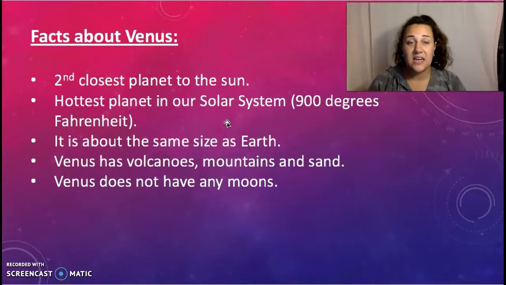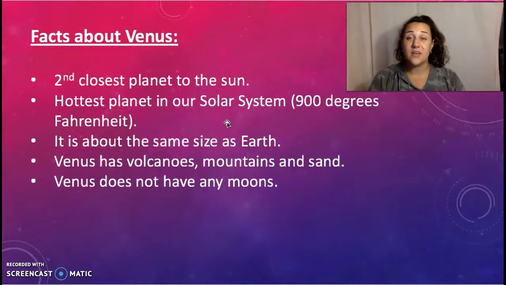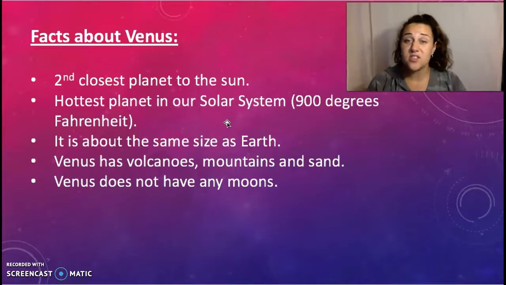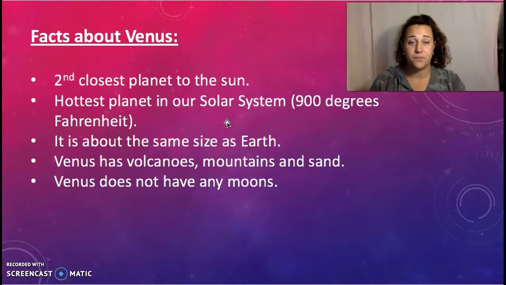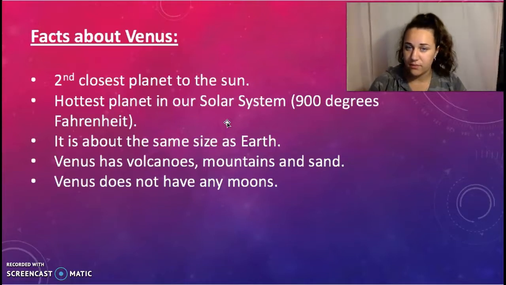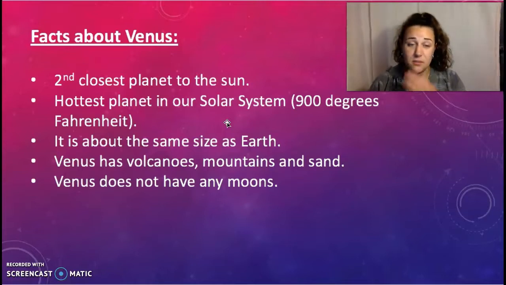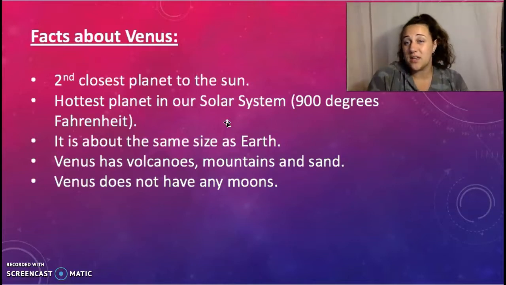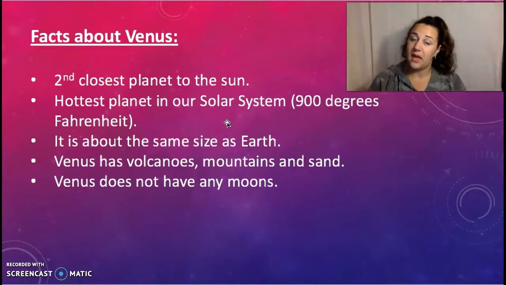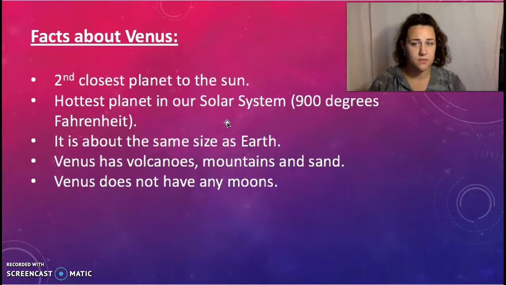It is the hottest planet in our solar system, 900 degrees Fahrenheit. So it's very hot, friends. Remember that. And even though it is the hottest planet, Mercury is also a very hot planet. It is about the same size as Earth. Venus has volcanoes, mountains, and sand on it. Remember we talked about that? We know what volcanoes and mountains and sand are, all those different landforms that we also have here on our planet Earth. Venus has them on that planet. And Venus does not have any moons.